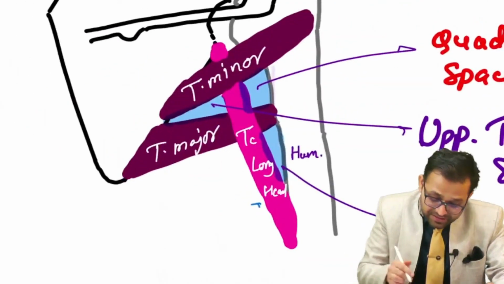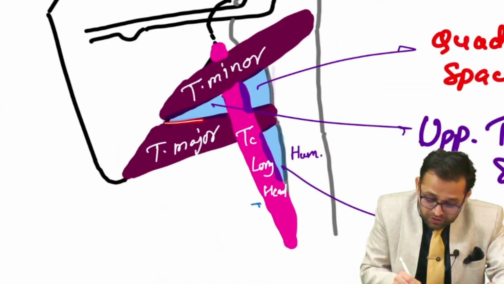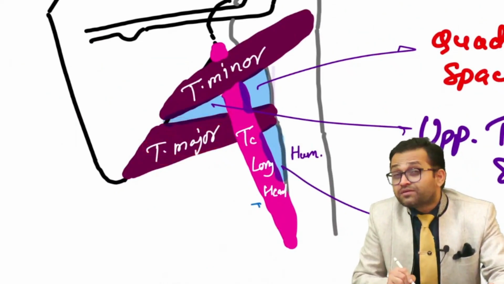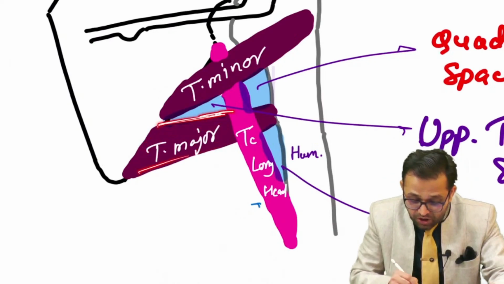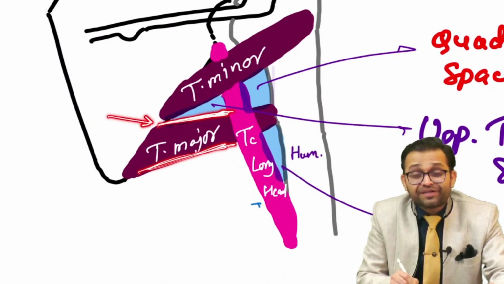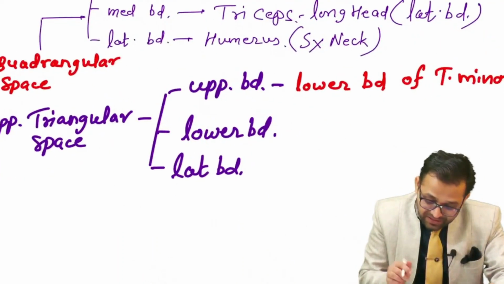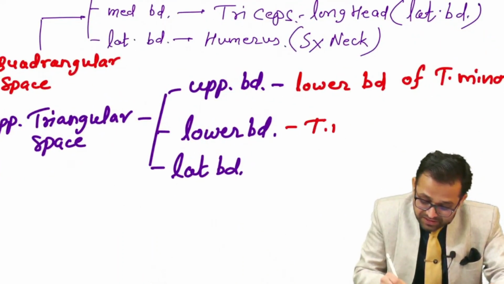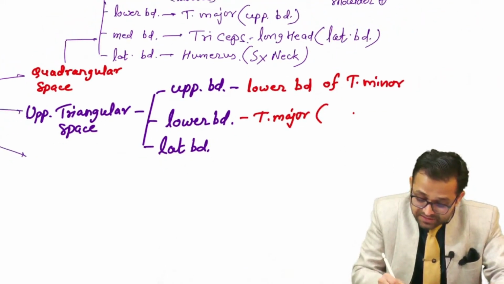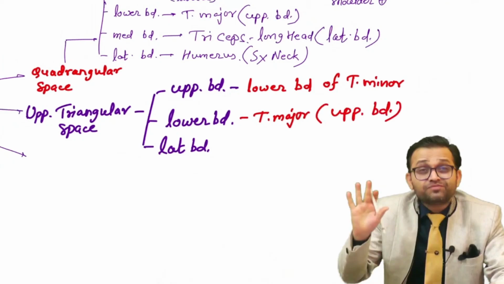Let's talk about the lower border, sir. The lower border of this space is formed by teres major. Come on beta, tell me, is it the upper border or the lower border of teres major? Sir, this upper border is making the boundary. So what is the best answer? Definitely you will say the teres major, but which border? Sir, the answer is the upper border. Is everyone understanding?